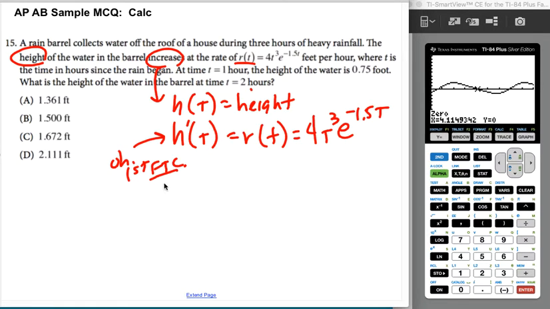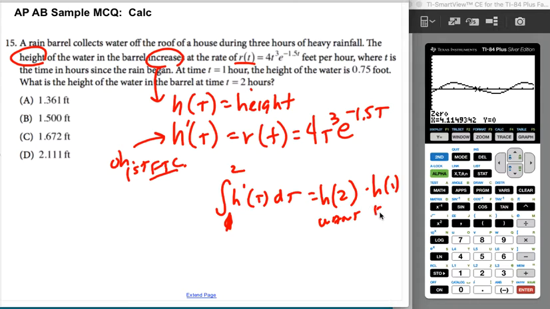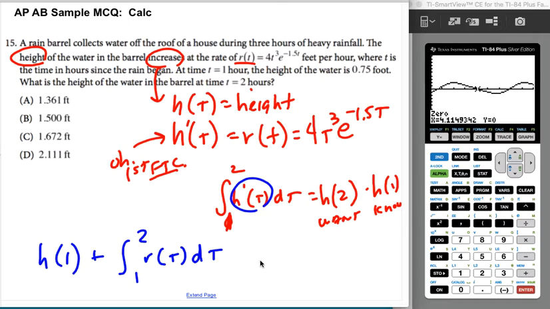So if you had been told that it was h prime, you would integrate h prime of t, dt, from not 0, from 1 to 2, because that would give you h of 2, which is the quantity that you want, minus h of 1, which is a value that you know. The trick is that this h prime of t is really just r of t, which we have, right? So if I add that h of 1 over, plus the integral from 1 to 2 of the thing they called r of t, but I know is really my h prime, that's going to give me the h of 2 that I want.